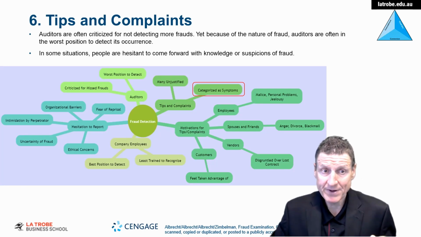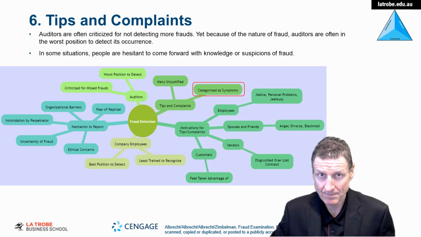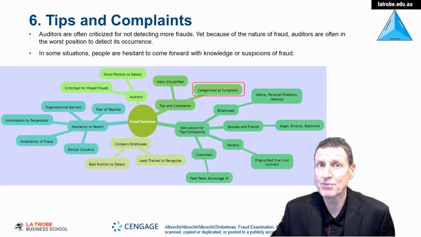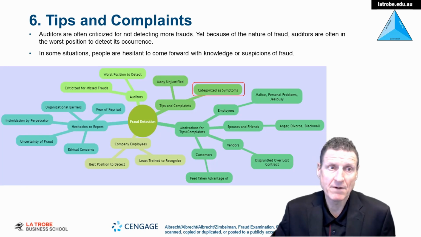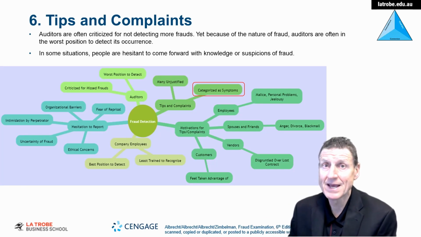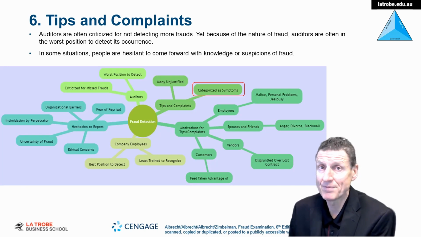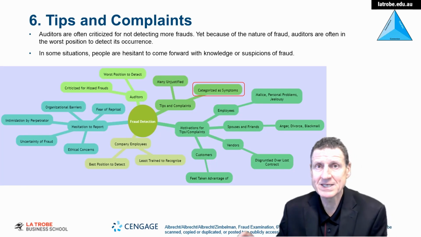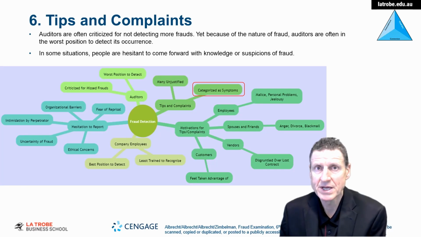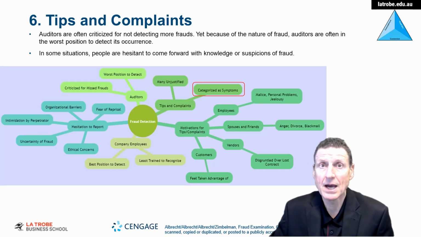At the same time, even if they do recognize some fraud, they may be hesitant to report because of fear of reprisal, maybe because of organization barriers, intimidation by the perpetrator, or uncertainty of fraud or ethical concerns. So these are the barriers for why employees, even if they are knowledgeable of what to look for and they do see something, they still may not come forward for these barriers. You need to be aware that having a tips and complaints hotline doesn't necessarily mean it will solve the barriers to employees giving you tips and complaints. Just be aware of that.